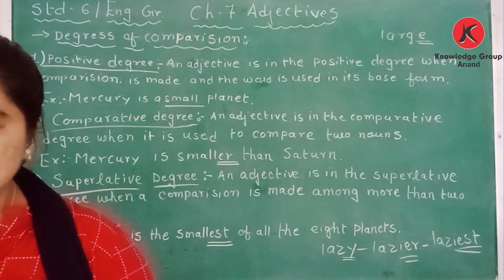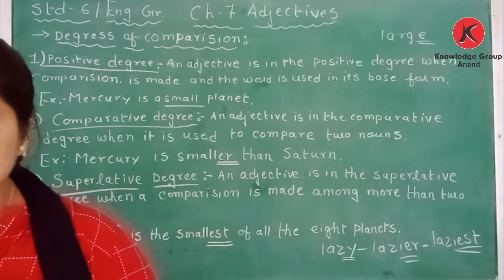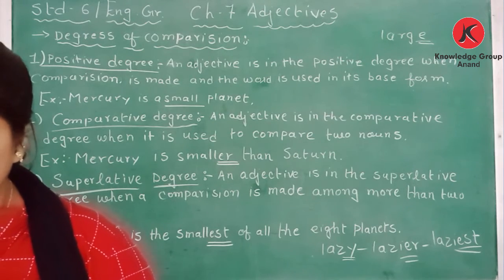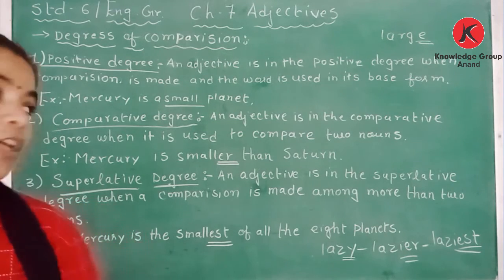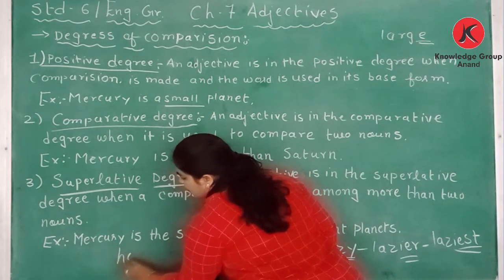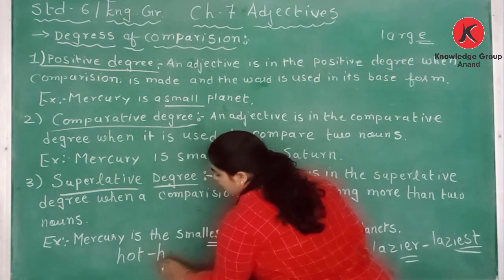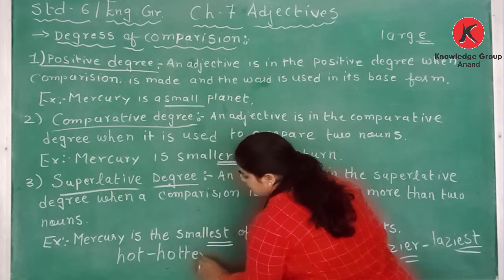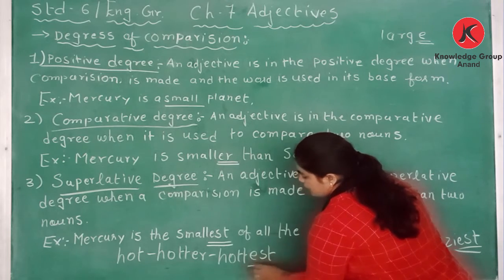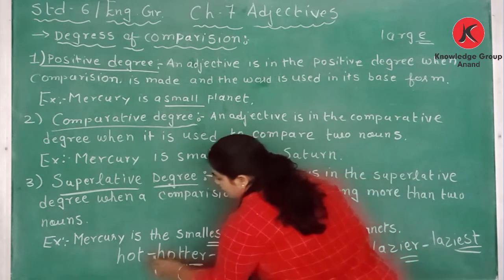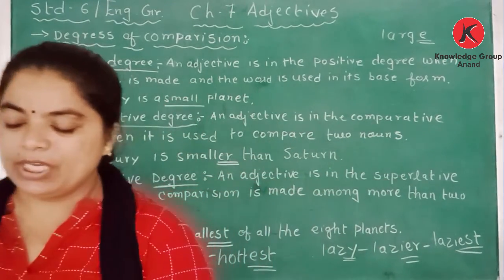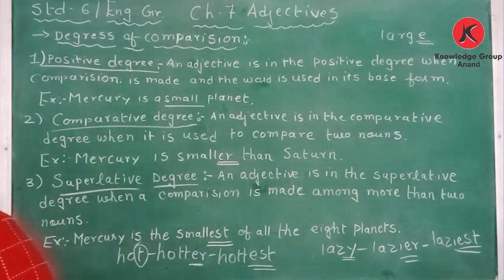Rule number 3. Sometimes for adjectives ending in a single consonant such as T, D, G and etc., the last consonant is doubled, adding ER and EST. The example given here is the word hot. It becomes hotter, and in the superlative degree, it becomes hottest. So we have doubled the last letter T here.